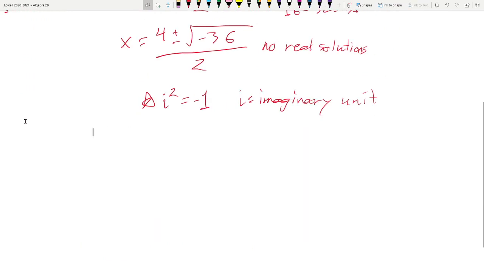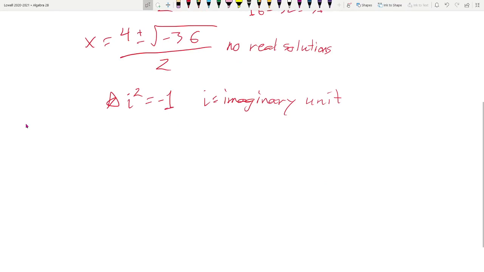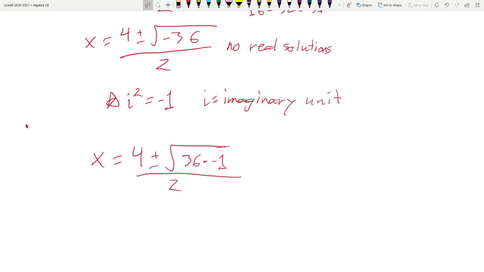So what does this actually mean? This means that if I was to take the square root of this, we actually could, because I can write this as the square root of 36 times negative 1, over 2. And one of the nice things about square roots is that if I can split the inside up into a product, I can just take the square root of each factor individually. So the square root of 36 is 6, and the square root of negative 1 is i, over 2. And I can divide this now, and I'll just get 2 plus or minus 3i. So I have two solutions here.